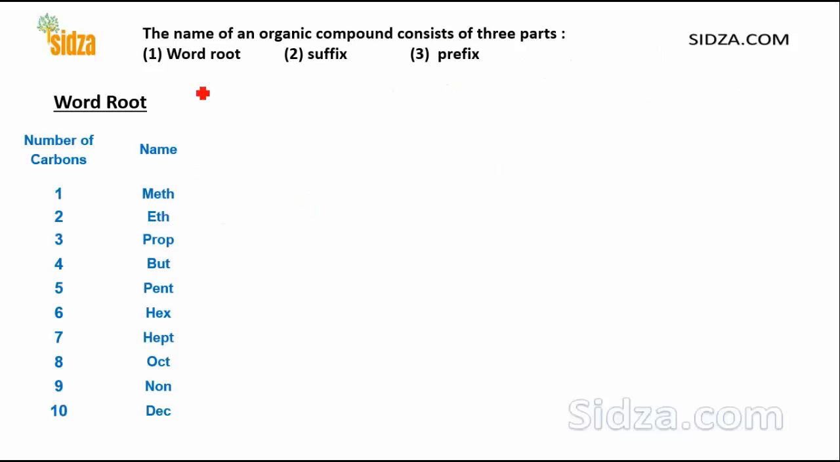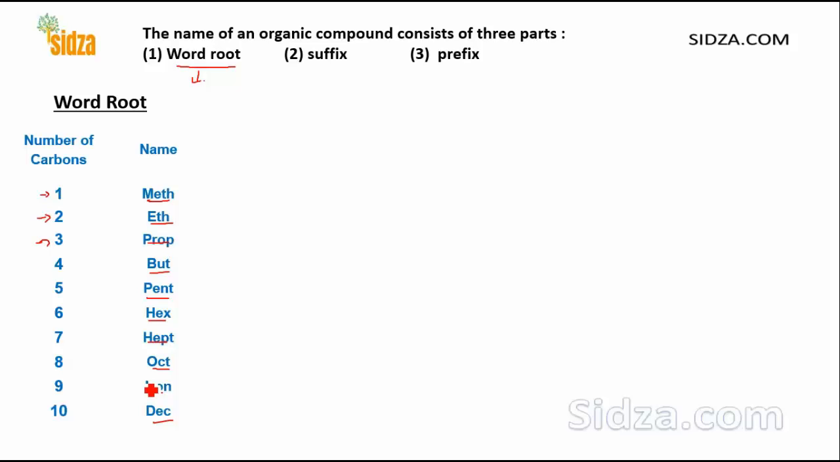Now the word root, as I said, refers to the number of carbon atoms in the molecule. If the organic compound contains only one carbon atom, we use the term meth. So the word root is meth for a one carbon molecule. Similarly, for a two carbon molecule, the word root becomes eth. For three carbons, it will be prop, then but, pent, hex, hept, oct, non, and dec. These are the different word roots, and we use them depending on the number of carbon atoms in the organic compound.